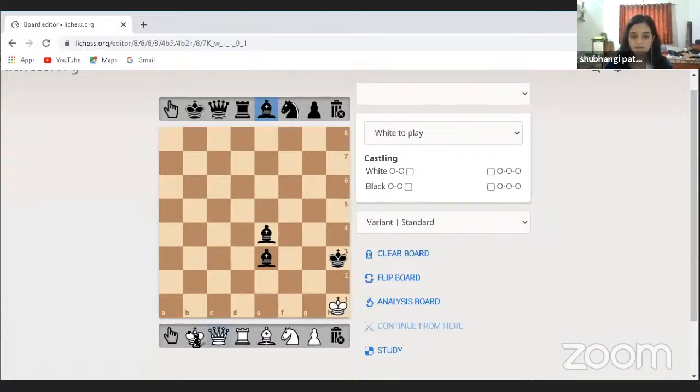Now my king cannot move from here to this square also. This square is also blocked because again I'm receiving a check. Now this square is also blocked and the square is also blocked. So yeah, it's a checkmate for me. Yeah, so this is how we do it for bishop.